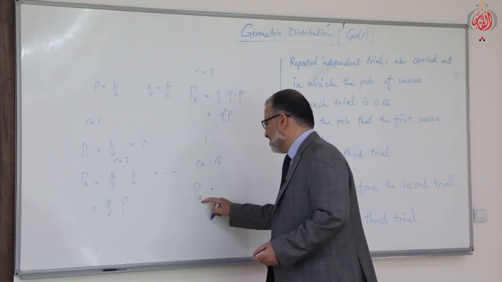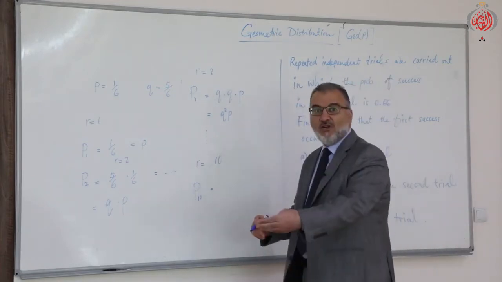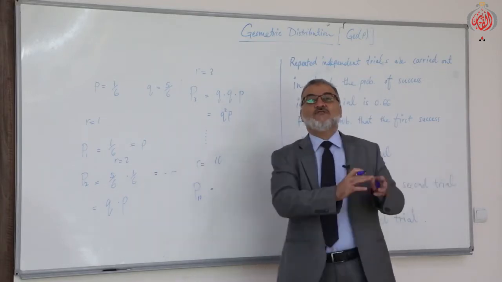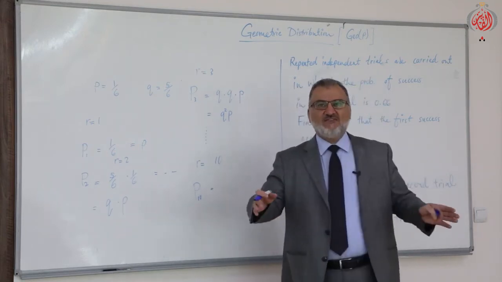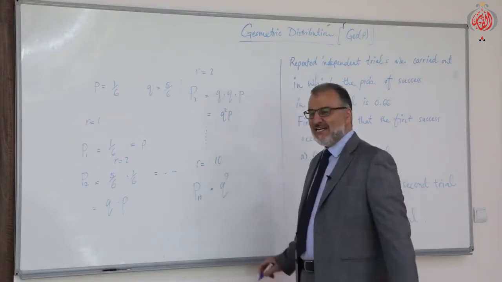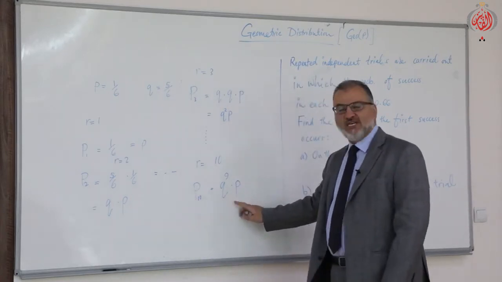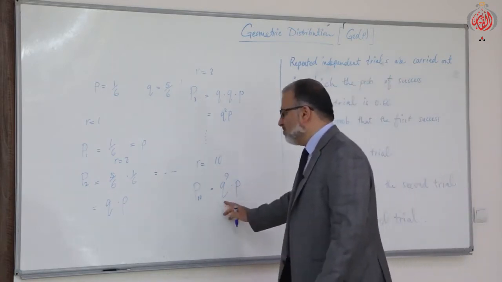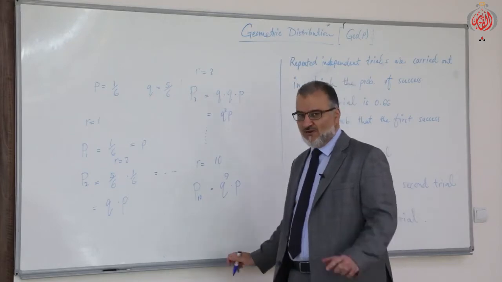We say probably 10. What will be the probability? It means that the first roll, failure, second, third, fourth, till 9th, all of them are failure. It means Q times itself 9 times. So it is Q power 9, then times P, the first appearance of success in the 10th. And as you know here, Q is 5 over 6. So 5 over 6 to the power of 9 times P, which is 1 over 6.